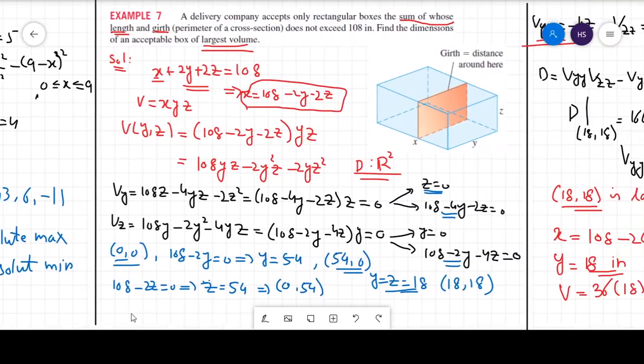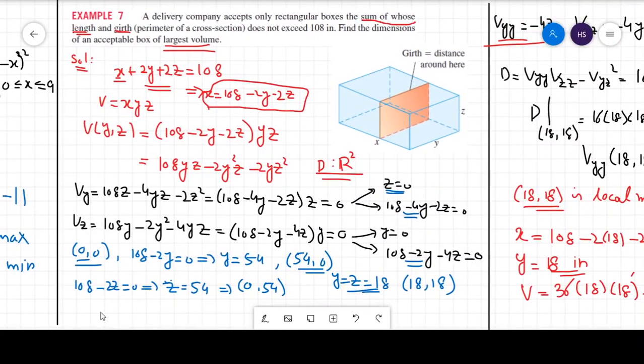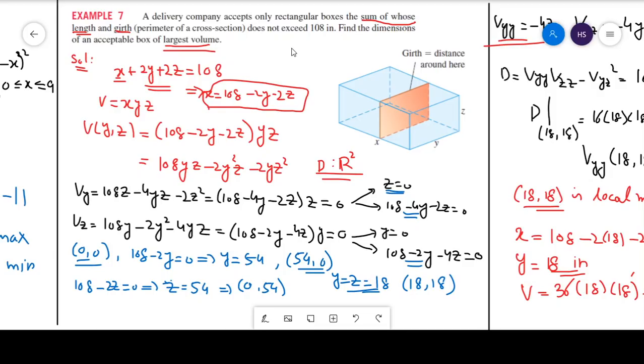So next, an applied optimization problem, an applied maximization problem. A delivery company accepts only rectangular boxes, the sum of whose length and girth does not exceed 108. What do I mean by girth? Girth means you take a cross section and calculate the perimeter. That means if this is your length and this red square is your cross section or girth, then 2y plus 2z is the perimeter. So x plus 2y plus 2z is equal to 108.